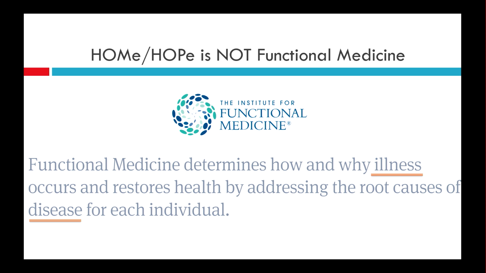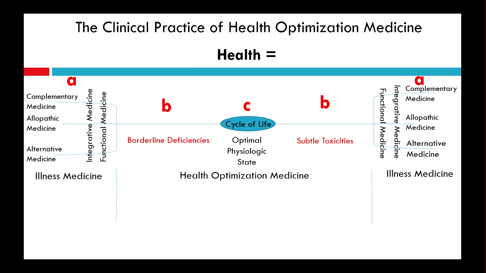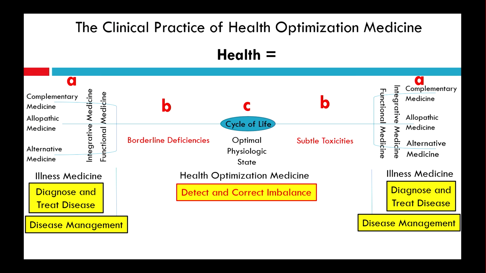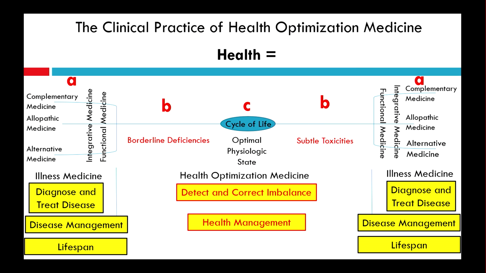So Home Hope is not functional medicine, because at their website it says it determines how and why illness occurs and restores health by addressing the root causes of disease. Again, it's disease-based. Trust me, guys, it took me 3 years to get my head removed from illness medicine. God knows I did a lot of it. So in the clinical practice, illness medicine diagnoses and treats disease. Health optimization medicine detects and corrects imbalances. Illness medicine does disease management. We use health management. Illness medicine is after lifespan. We're after health span.